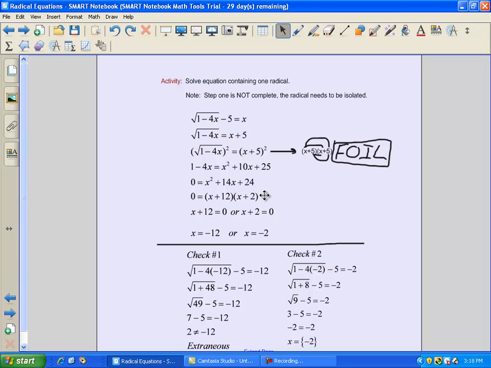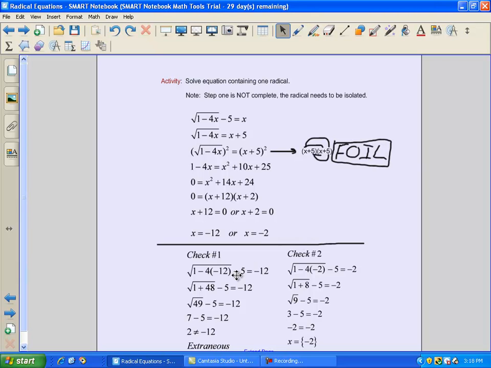These are both contenders to be solutions for the x up in the original equation. So I simply come down and say x plus 12 is 0 or x plus 2 is 0. And this is what we did at the end of the polynomial chapter where we solved x squareds. We find out that x equals negative 12 or x equals negative 2. The question is, do both of these solutions actually work out to be solutions for the original problem?